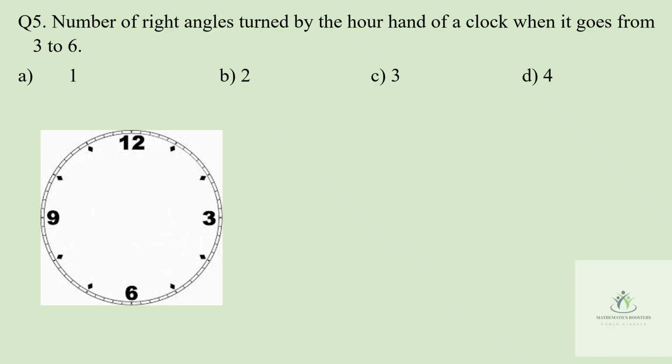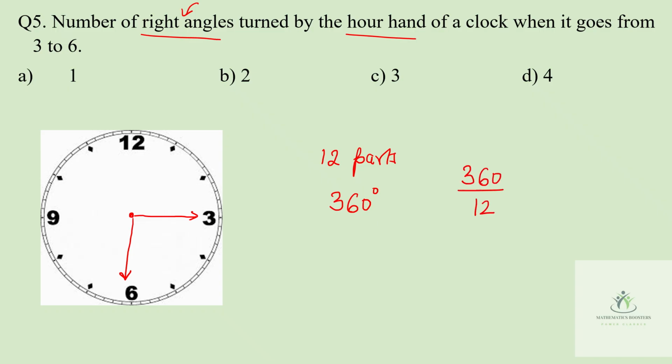Next, the number of right angles turned by the hand of a clock when it goes from 3 to 6. First, mark the center, where is 3 and where is 6. You need to find the number of right angles. So first, understand how many parts there are. There are 12 parts. And what is the total complete angle? Complete angle is 360 degrees. If you divide 360 degrees by 12, you will get 30 degrees. That means one part represents 30 degrees.